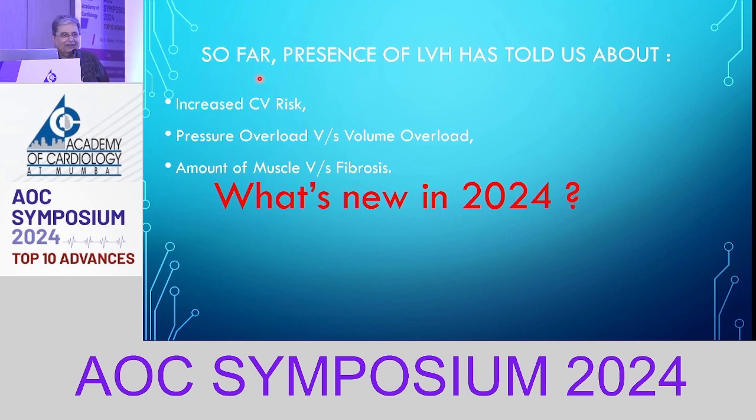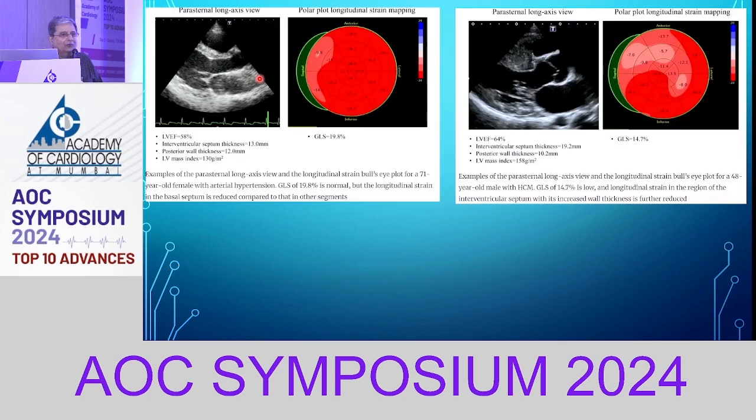So this is where the technology of speckle tracking comes in. Now speckle tracking is a special tissue Doppler technology which identifies speckles within the myocardium and studies its motion. And when this technology is applied to LVH patients, let's see how it helps us. This helps us in predicting the underlying disease. So let's look at a few examples.